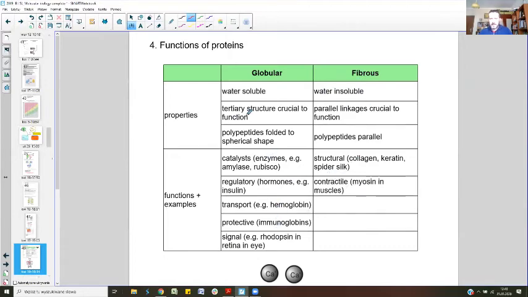For instance, the structural proteins such as collagen, keratin, or spider silk are made of fibers of alpha helices, chains linked parallelly and able to withstand the stretch. However, they will not dissolve in, for instance, plasma.